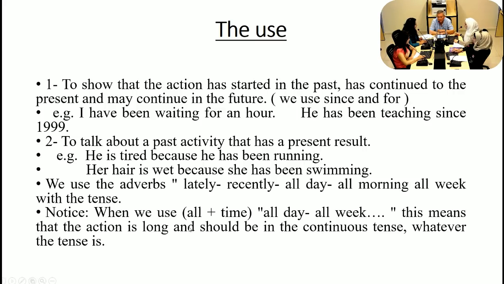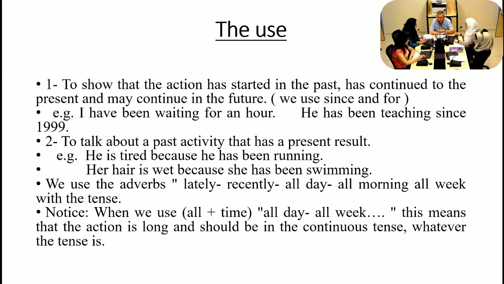For example, I have been waiting for an hour. He has been teaching since 1999. So some students make mistakes and think that for is only used with the continuous and since is only used with the simple. So no, both of them are used with the simple and continuous.